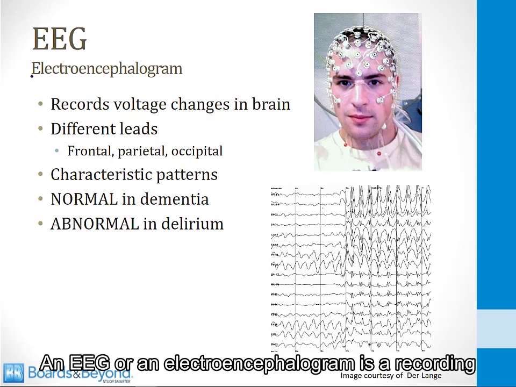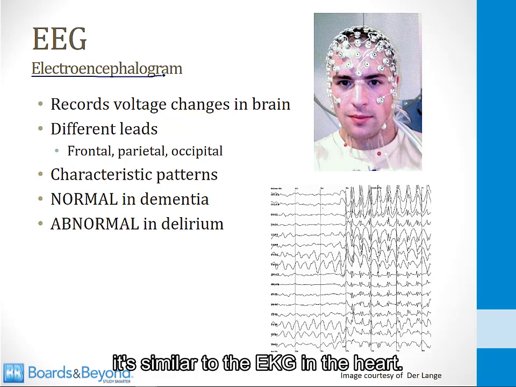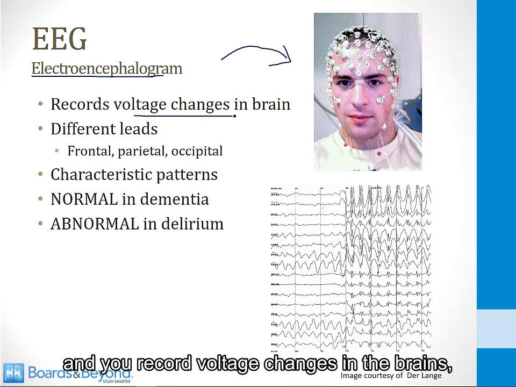An EEG, or electroencephalogram, is a recording of the electrical activity in the brain. It's similar to the EKG in the heart. So the idea here is that you put leads on the patient's head and you record voltage changes in the brain.